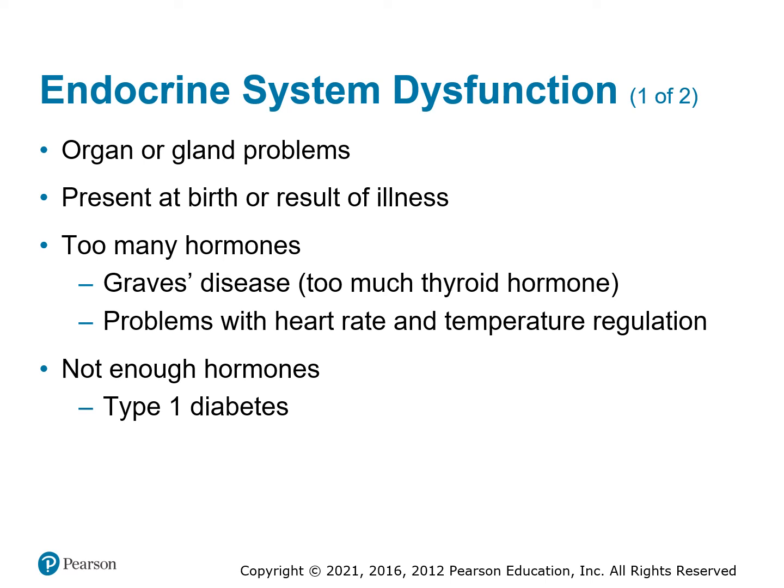You could have too much hormone, such as Graves' disease, when the thyroid is producing too much thyroid hormone. It leads to problems with the heart rate, weight management, and temperature regulation. Typically the only ones that we hit a lot of in EMS are the type 2 diabetics. That's more of a problem with the usage of the insulin, not the production of the insulin. And we'll get a lot more detail when we get into the diabetes section.